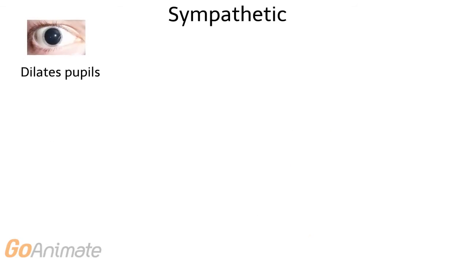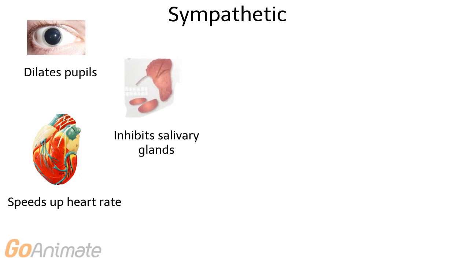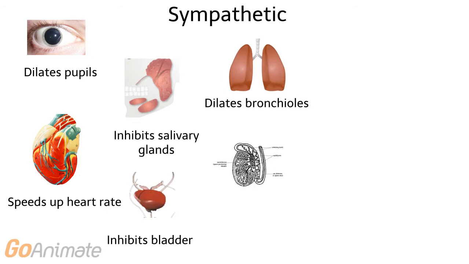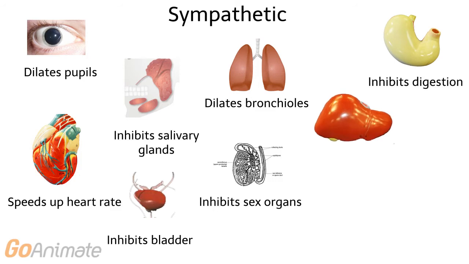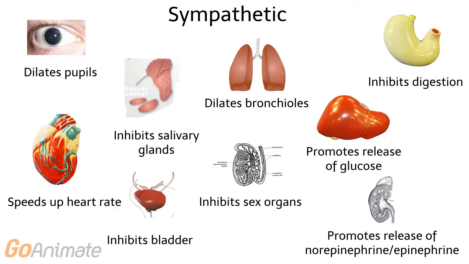The sympathetic nervous system dilates the pupils, speeds up the heart rate, inhibits the salivary glands and bladder, dilates the bronchioles, inhibits the sex organs, inhibits digestion, promotes the release of glucose from the liver, and promotes the release of norepinephrine and epinephrine from the adrenal glands.